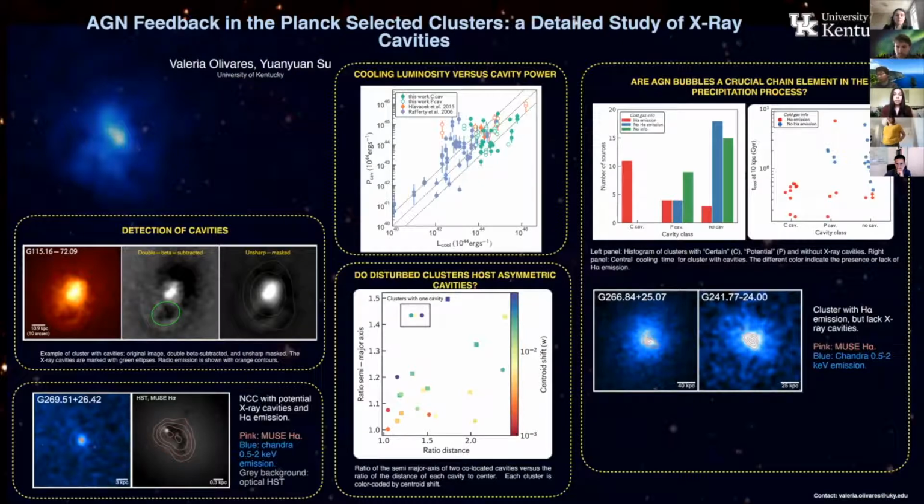We also investigate the role of the AGN feedback on the gas condensation by looking at the correlation of the X-ray cavities and the presence of cold gas. In particular, we found one non-cool-core cluster with a fair amount of cold gas, which is very, very exciting.